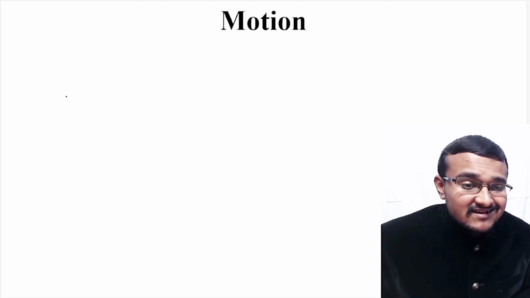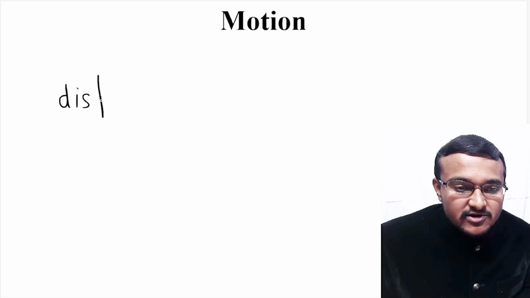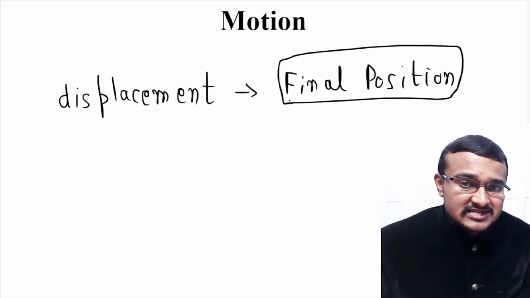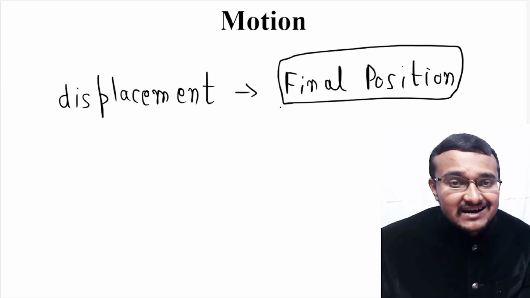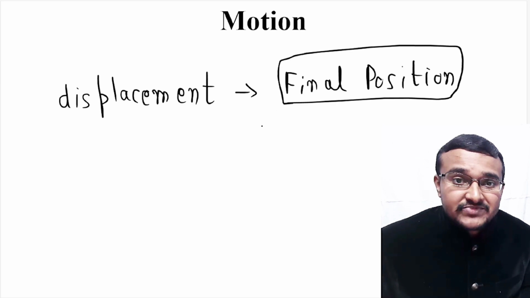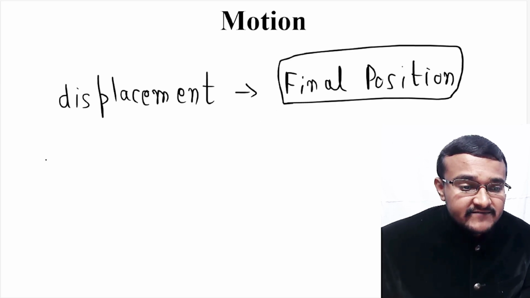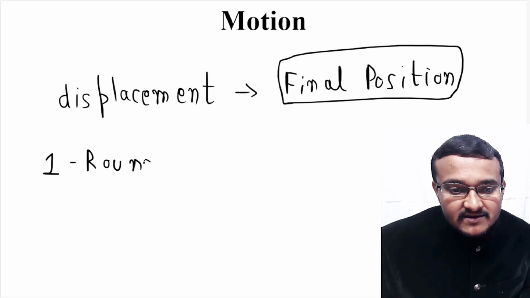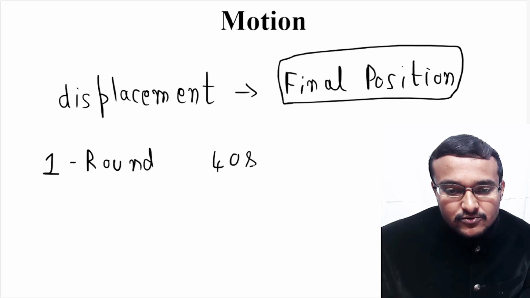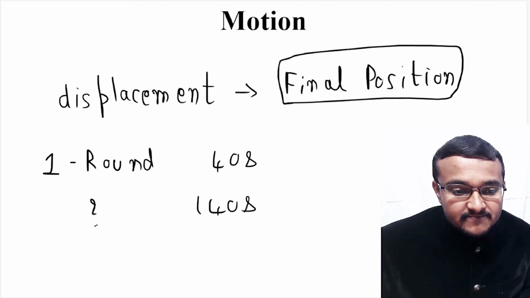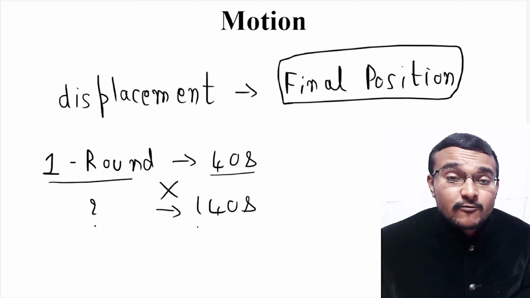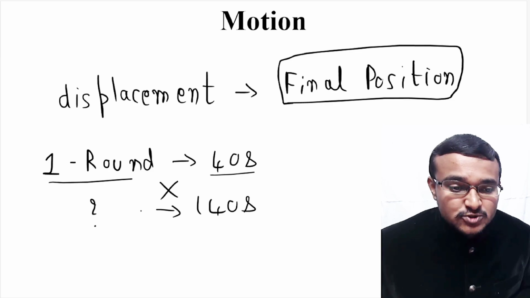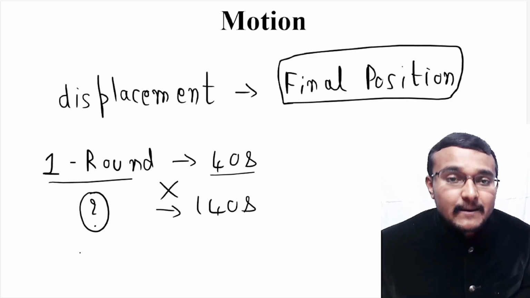So now we have to calculate the displacement of this particular person. In order to calculate displacement, we want the final position and the initial position of this athlete. Here we know that in order to complete one round, he is taking 40 seconds. So now in 140 seconds, how many rounds might he have taken? He has run for 140 seconds, that is 2 minutes 20 seconds. So how many rounds might he have completed?